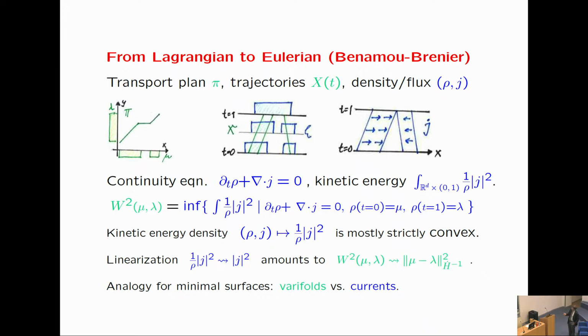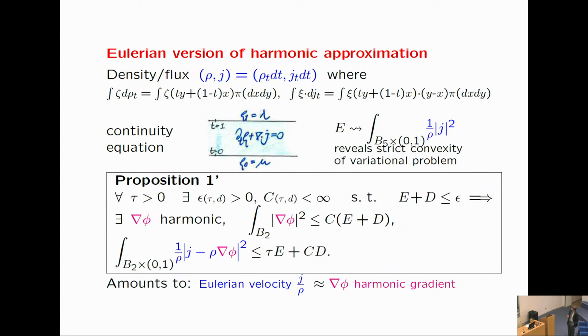And that's exactly our idea: based on the strict convexity, we linearize the variational problem around rho equal to 1, which means essentially dropping this term, which amounts to replacing the Wasserstein distance by an H minus 1, a negative Sobolev distance. That's an old observation that you can make a connection between these two, and that's really what's driving this harmonic approximation result. So we go to the Eulerian formulation, and we construct a harmonic function such that its gradient approximates the Eulerian velocity in this sense. That's just an Eulerian reformulation of the Lagrangian result before.